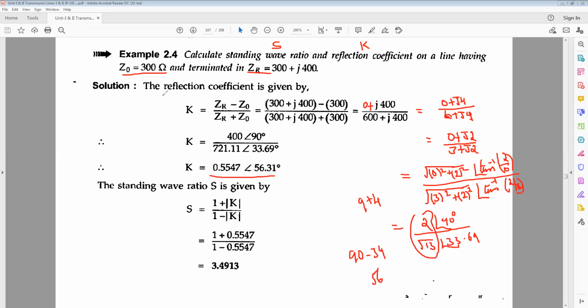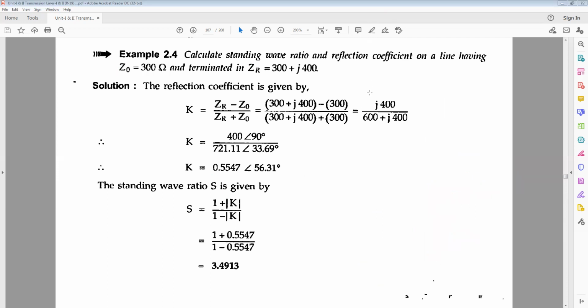So the standing wave ratio and the reflection coefficient have this relation: 1 plus the reflection coefficient magnitude by 1 minus the reflection coefficient magnitude. Okay. So 3.4913 is the standing wave ratio for the given Z0 and ZR. Got it, my dear students? Okay.